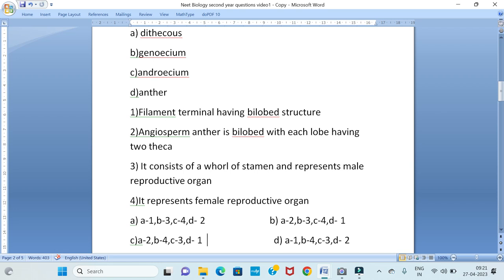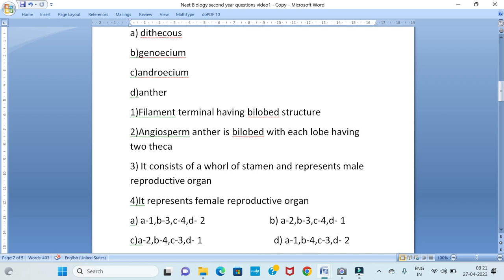Automatically, androecium is the male reproductive organ. C3, it consists of four lobes of stamen and represents the male reproductive organ. Like that you can remember. Anther, D1.